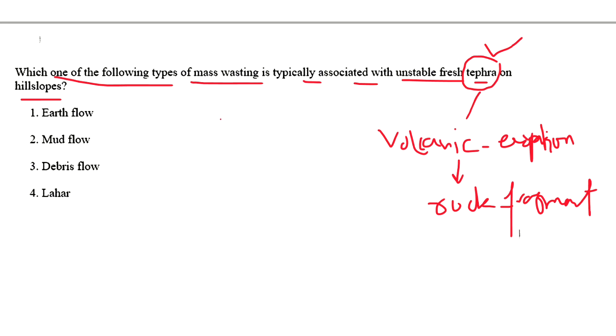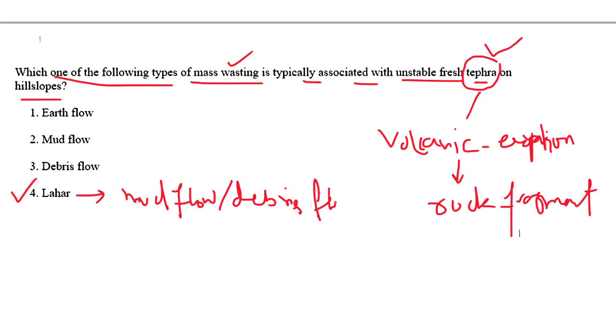If that material is moved down slope due to mass wasting, we call that a lahar. Lahar is a type of mud flow or debris flow, and it is composed of pyroclastic material.